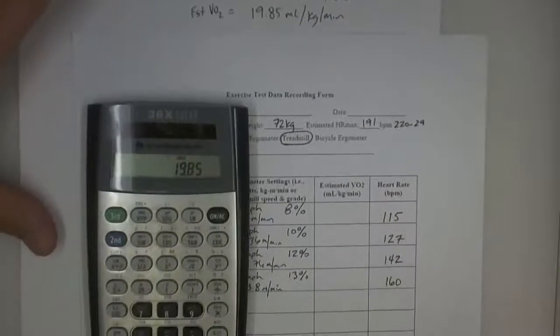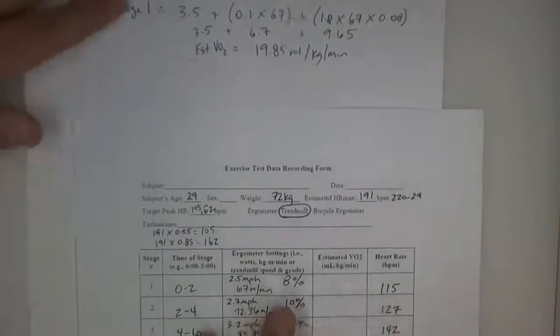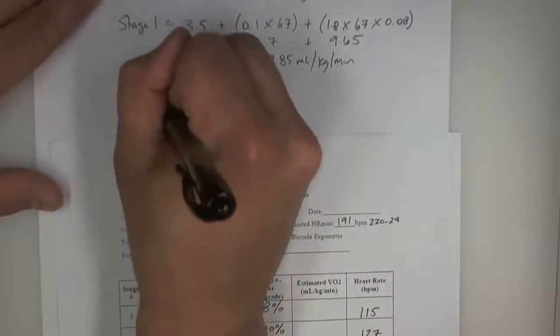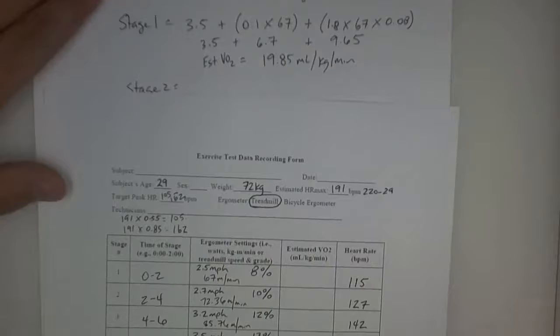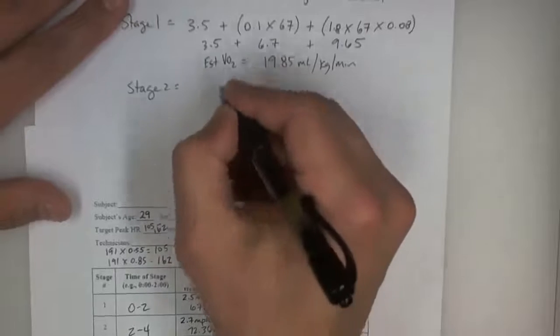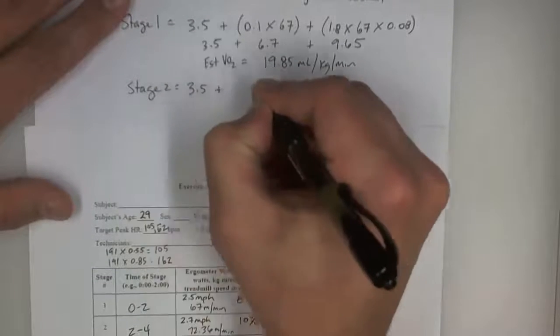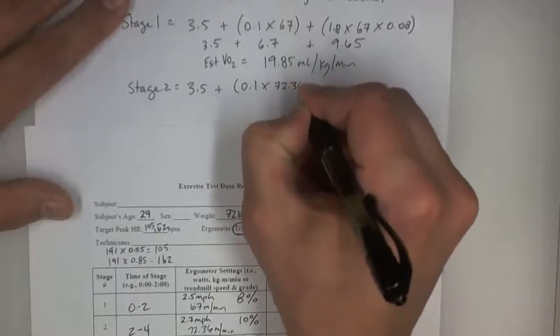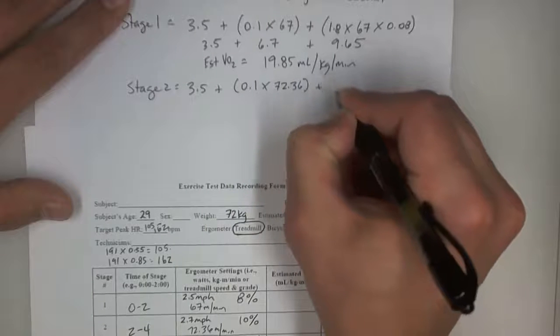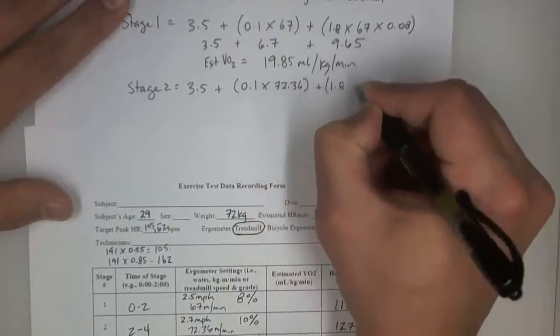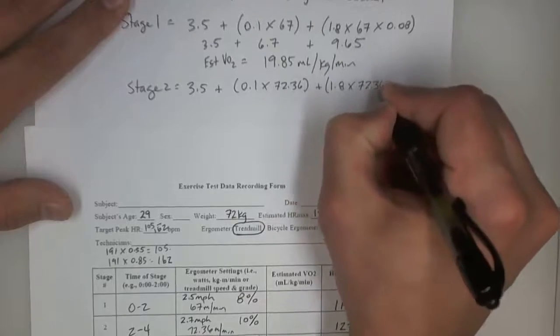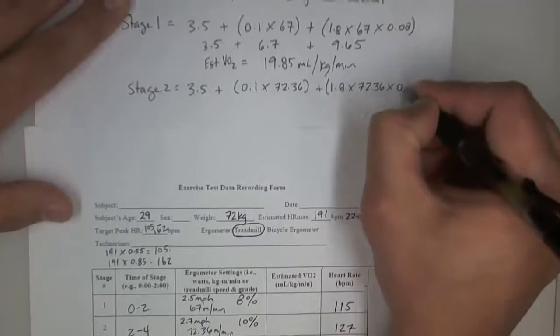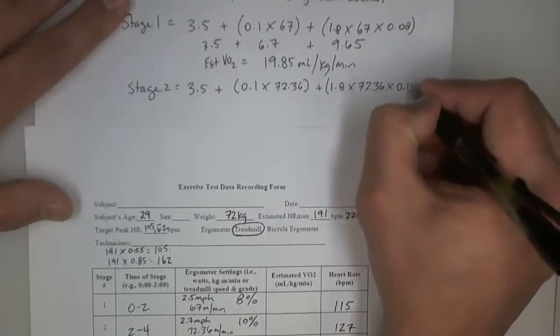And we will continue to do that. So stage 2, in our example, is 2.7 miles per hour and 10% grade. So again, 3.5 plus 0.1 times 72.36 plus 1.8 times 72.36 times 10%, or 0.10.